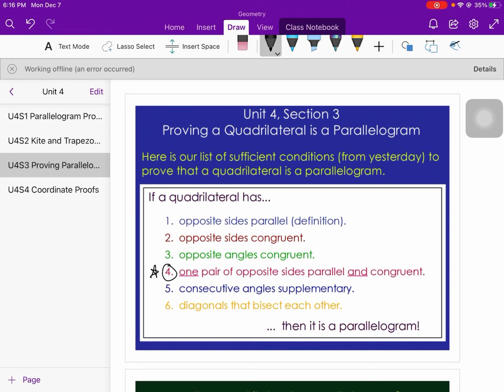Number five is consecutive angles supplementary, so those side-by-side angles add up to 180. That one's harder to prove. We don't usually use that. And then diagonals that bisect each other. We will use that one as well. But any of those six combinations will prove that a quadrilateral has to be a parallelogram.